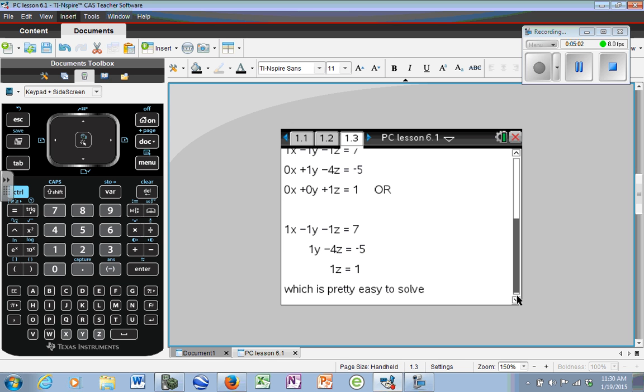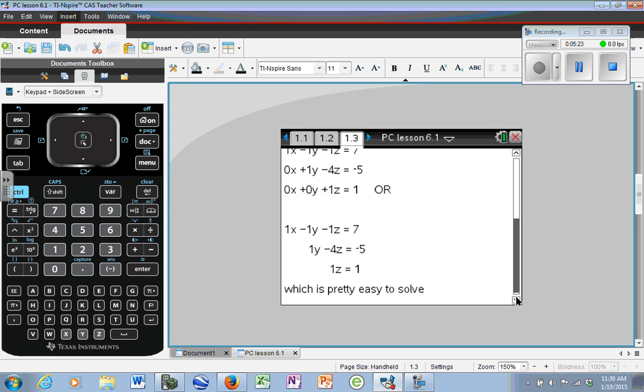And once you get to this point, it's pretty easy to solve. You see that z equals 1, and so you can plug z into the second equation here, and you'll have y minus 4 equals negative 5. You can solve for y, and then plug the answers you get for y and z into the top equation and solve for x. That's still time-consuming, though.